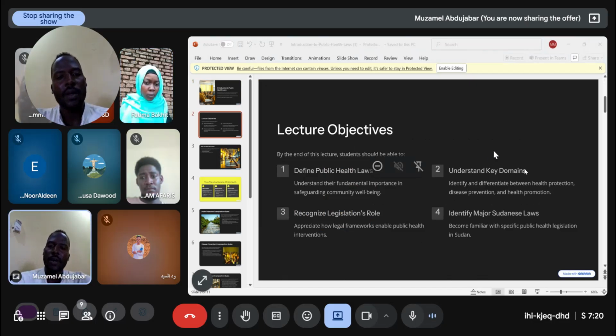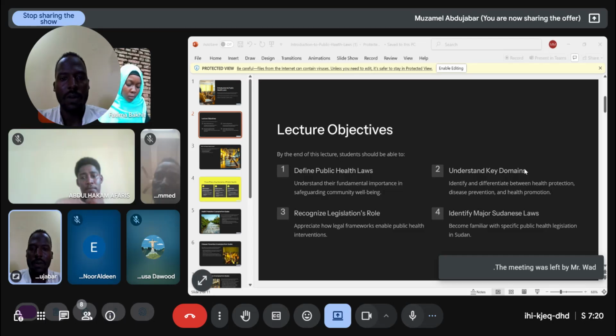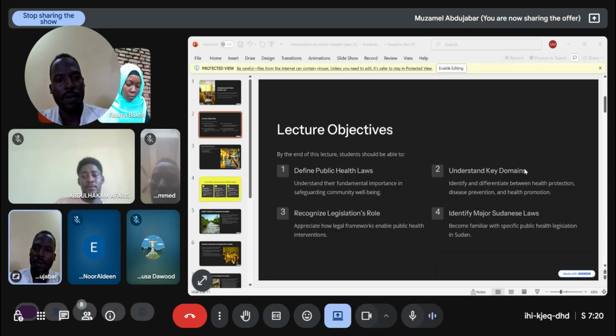Now let us see the objectives of this course. We have the general objective of this course, and let us go through the objectives of this lecture. One of them is to define public health law, to understand the importance and fundamentals of public health law. The second objective is to understand the key domains of public health law in Sudan, and to identify the difference between health protection, disease prevention, and health promotion.